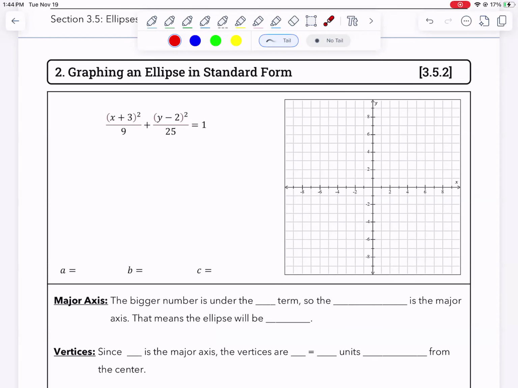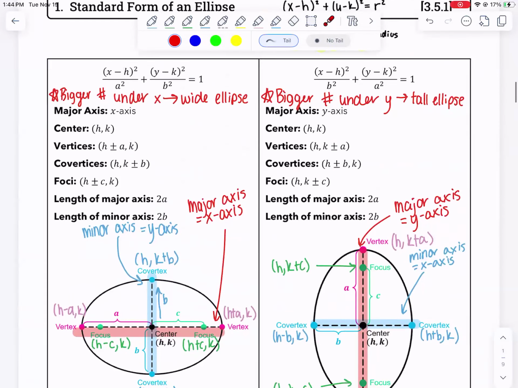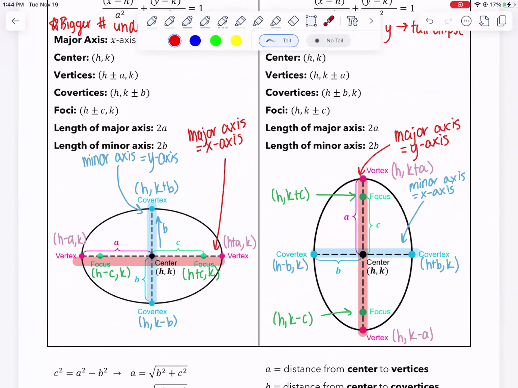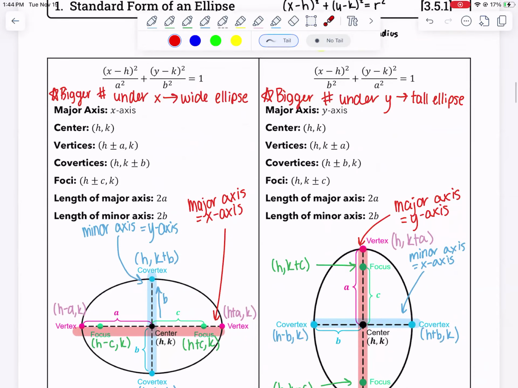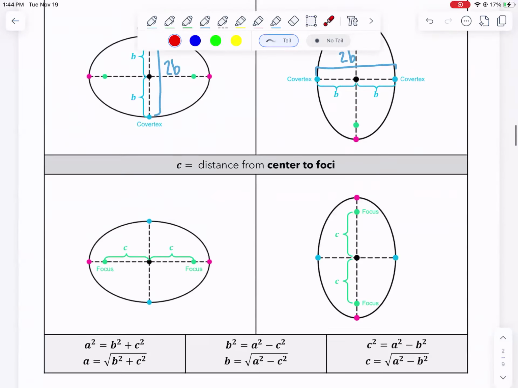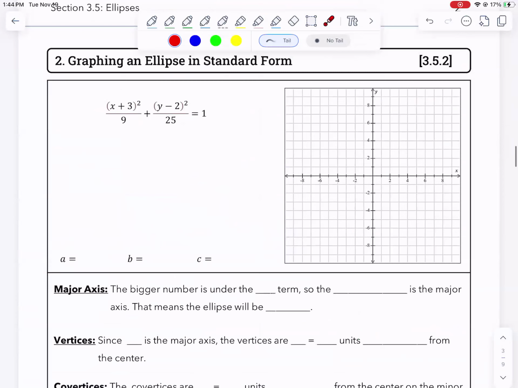Graphing an ellipse in standard form. All right. So we went over in this previous video all of the things you could possibly want to know about an ellipse. Now let's use all that information and do something with it.